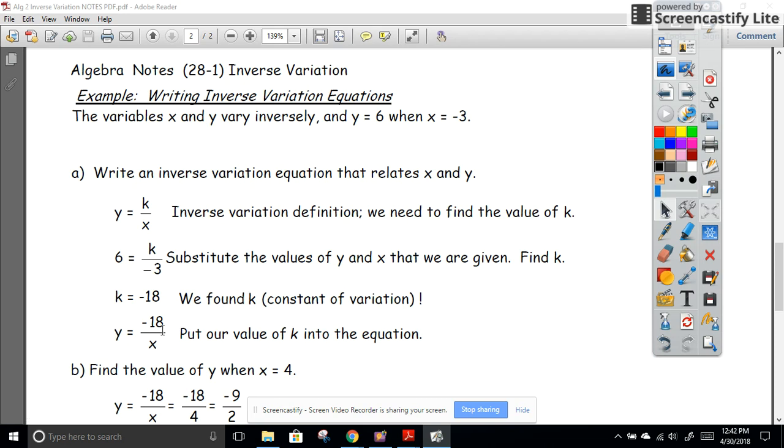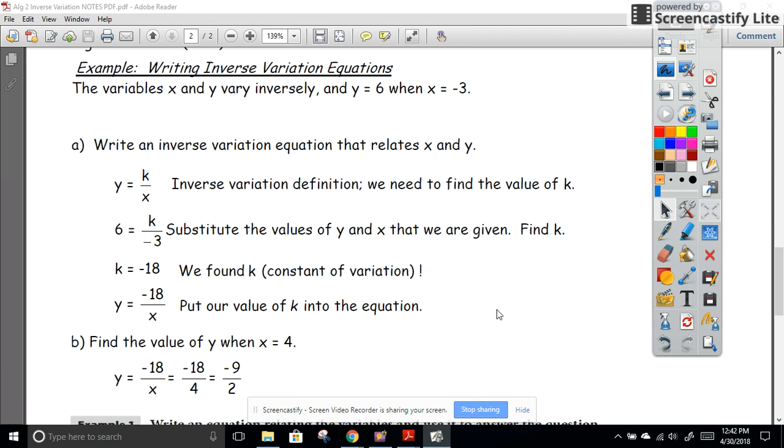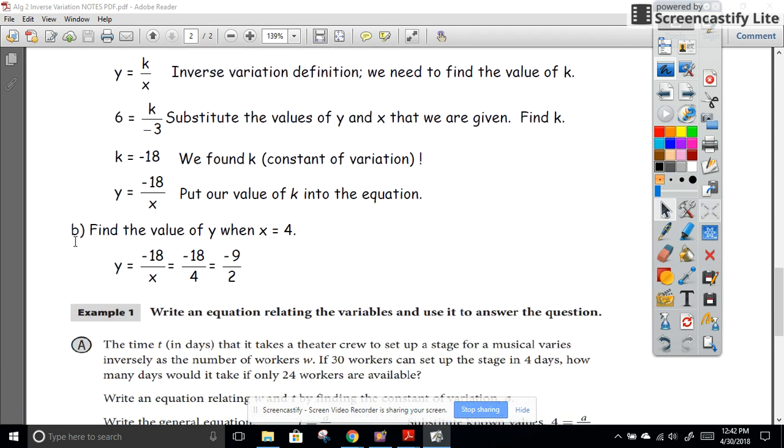So now when we write the equation for this situation, we know the equation is y equals -18 over x. Now they can give us any other number, and we can solve it since we have our constant of variation. Find the value of y when x equals 4. We have an equation. All we have to do is plug in x, and we get the value of y.